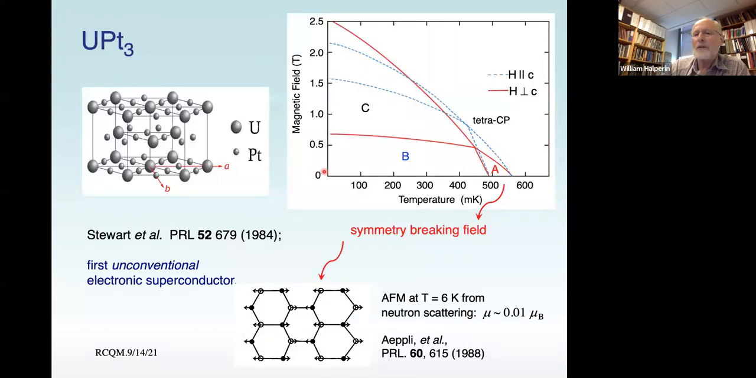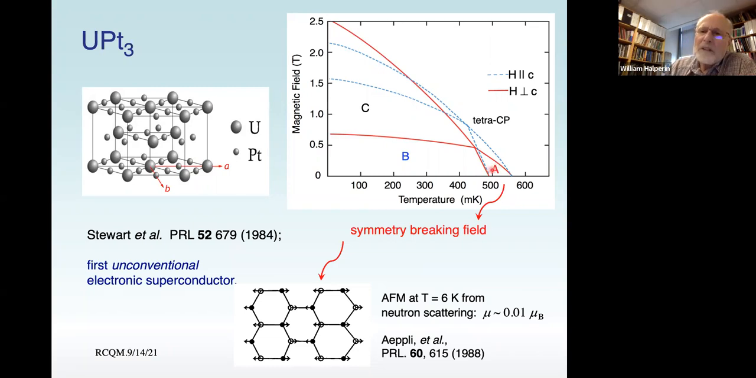Some of what I've told you, I believe, is replicated here in uranium platinum 3. And here's the phase diagram again, both in blue for magnetic field along the z-axis and otherwise perpendicular to the z-axis, as I've shown in red. And you'll note that the blue curves for fields along the z-axis show evidence of Pauli limiting. That is an important part. Now, what is the origin of these different phases if they all belong to the same multiplet of condensed states?